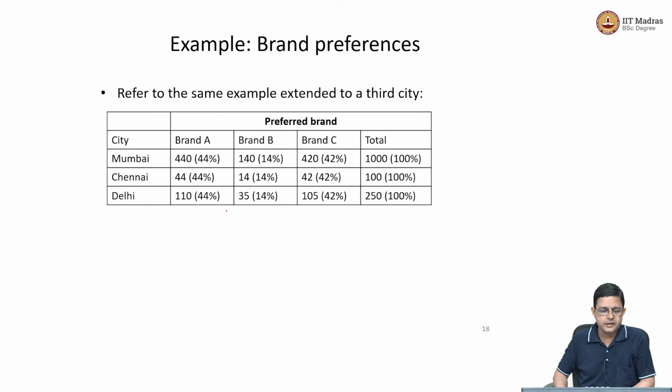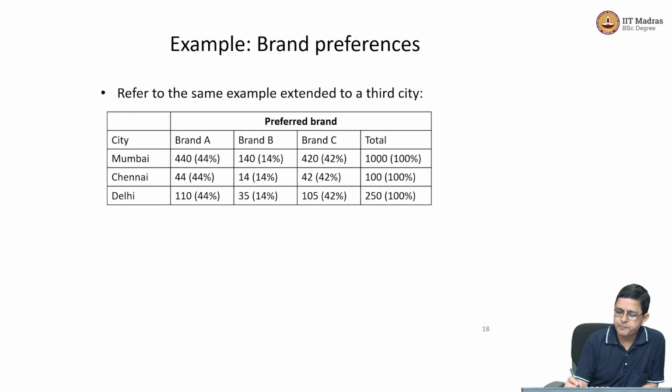So, if we add a third city called Delhi, we get something like this. So, we surveyed 1000 people in Mumbai, we surveyed 100 people in Chennai, we surveyed 250 people in Delhi, and this was their brand preference. But look at the rows, 44% of Mumbai residents preferred brand A, 14% of Mumbai residents preferred brand B, 42% preferred brand C in Mumbai.